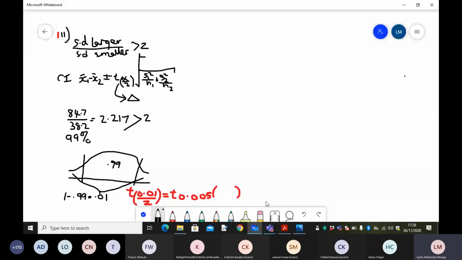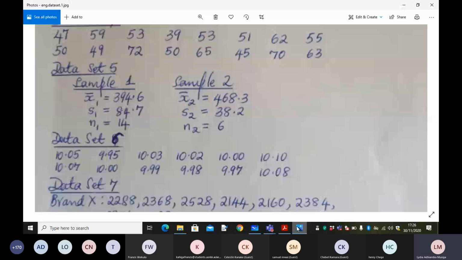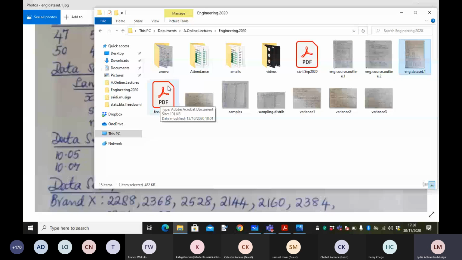Delta degrees of freedom. How do we do that? Do you mean that I had closed it? It looks like I had closed the... So for delta, we have there S1 squared. No, I don't want to... Where is the most recent? This PC. Recent.